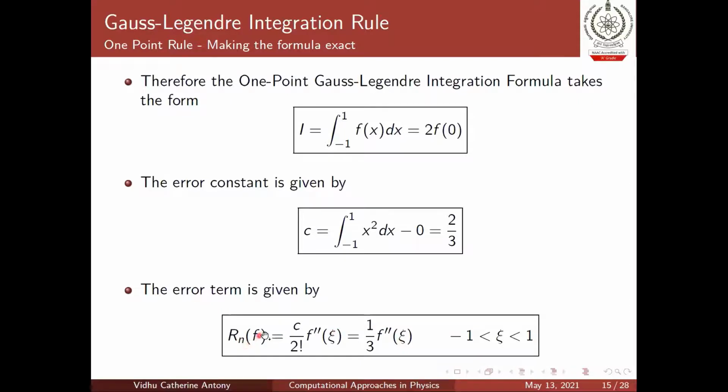Okay, so you have an R of n f c divided by 2 factorial. So you take this error constant and you substitute it into this error term, and you have the second derivative at xi. Okay, so xi here is from -1 to 1.